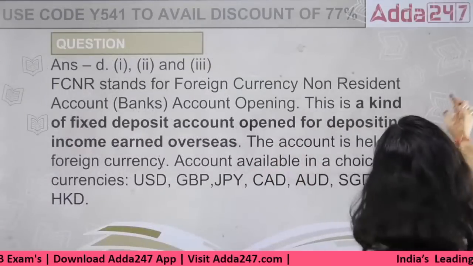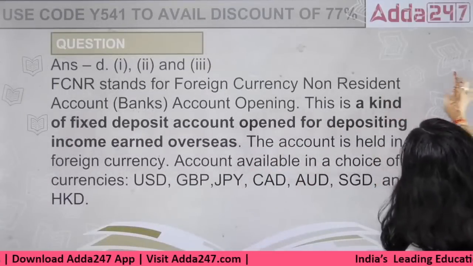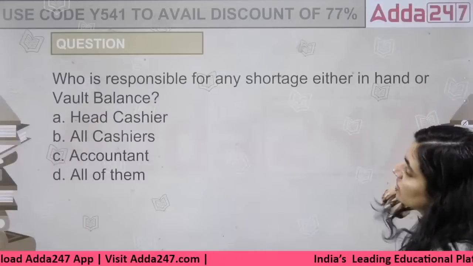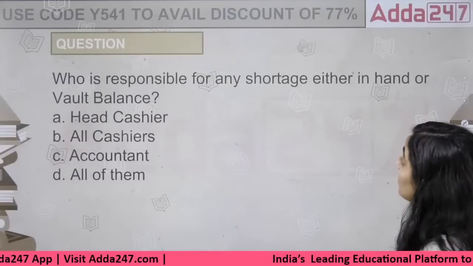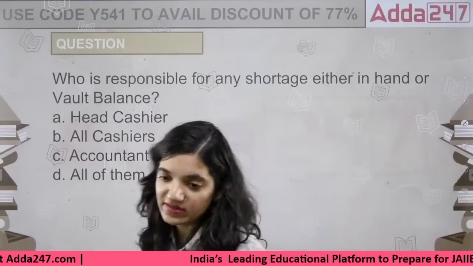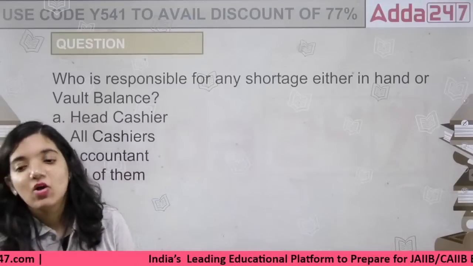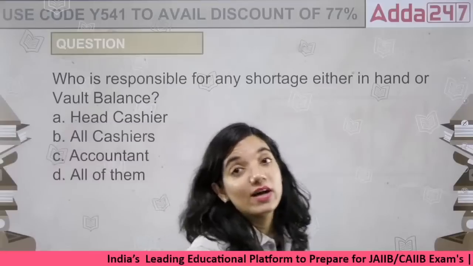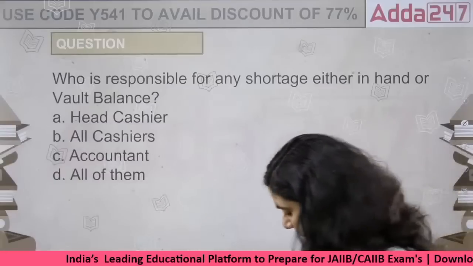Okay. This is the previous answer only, but the correct answer is D. Okay, next question. Who is responsible for any shortage either in the hands or in the vault balance? Head cashier is responsible, or all cashiers are responsible, or the accountant, or all of them?